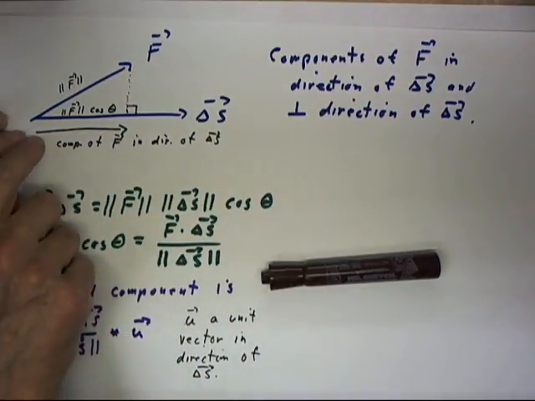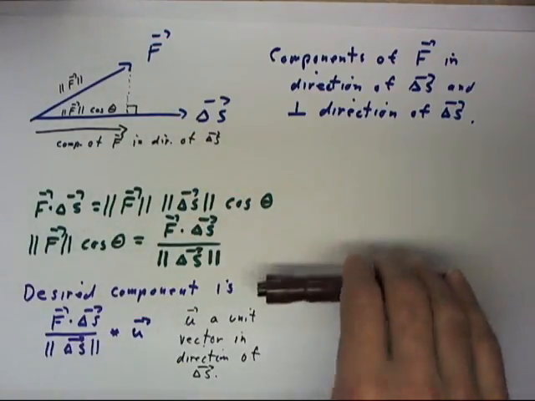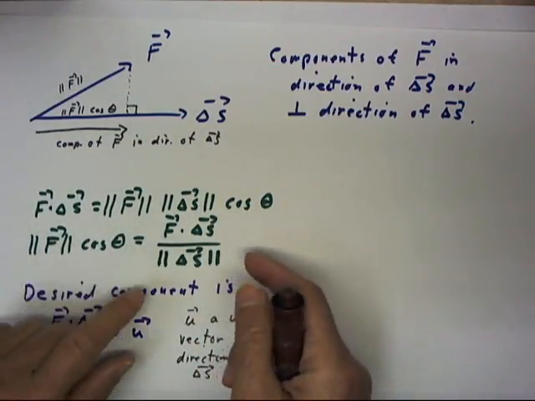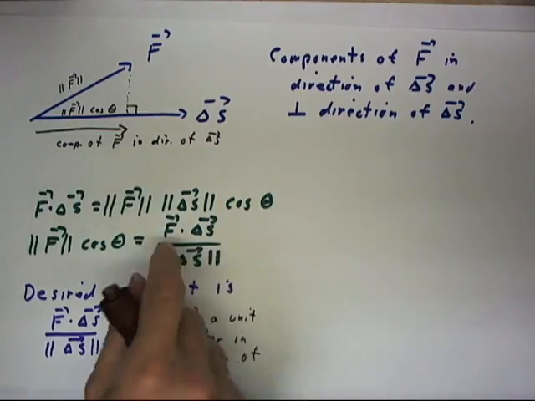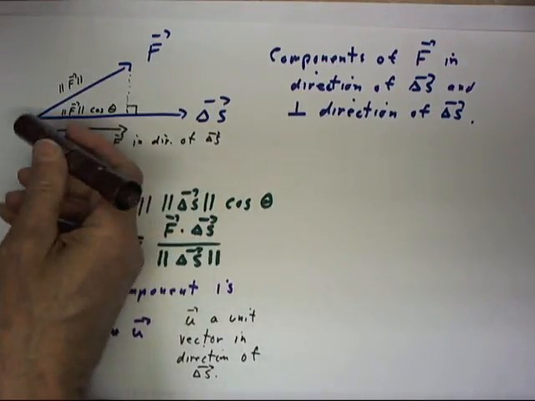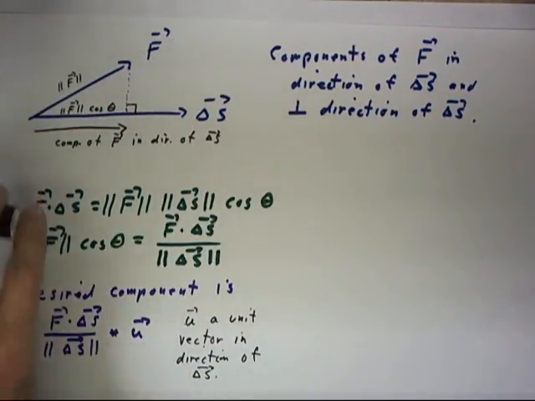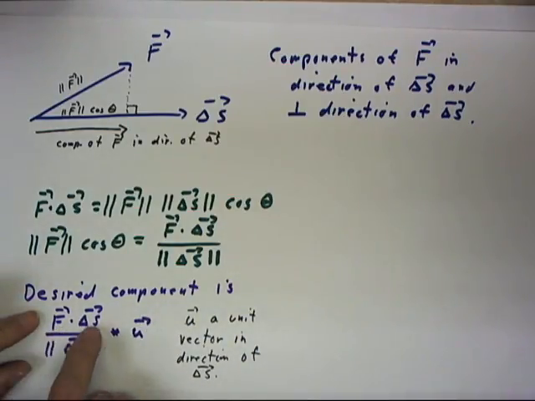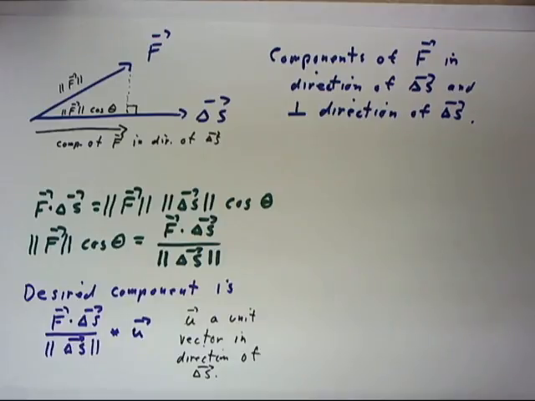Now we're trying to find this vector, the component of F in the direction of delta s, and we've determined that this component will have a magnitude equal to the magnitude of F dot delta s over the magnitude of delta s, and that this will be either positive if F has a component in this direction or negative if the component is in this direction. So the desired component is just F dot delta s over the magnitude of delta s multiplied by a unit vector, u being a unit vector in the direction of delta s.